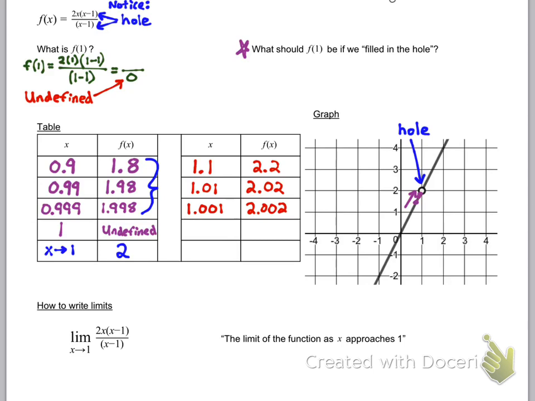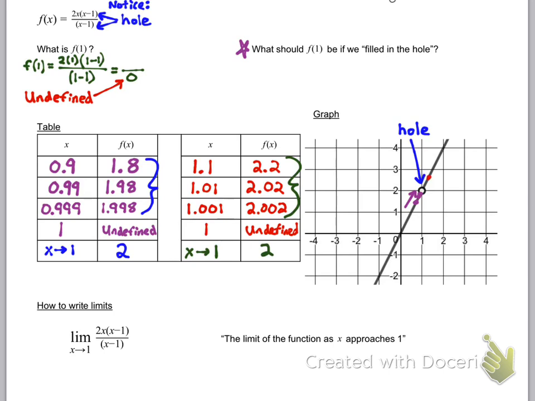So notice what these are getting closer to. If you plug in exactly 1, you get an undefined. You get that the function does not exist there, but as x gets closer and closer to 1, once again, because we're coming from above, you get closer and closer to 2. And because both of these, coming from the left and coming from the right, get closer and closer to 2, we can safely say that the function at the hole, if we could plug it in, would be 2.